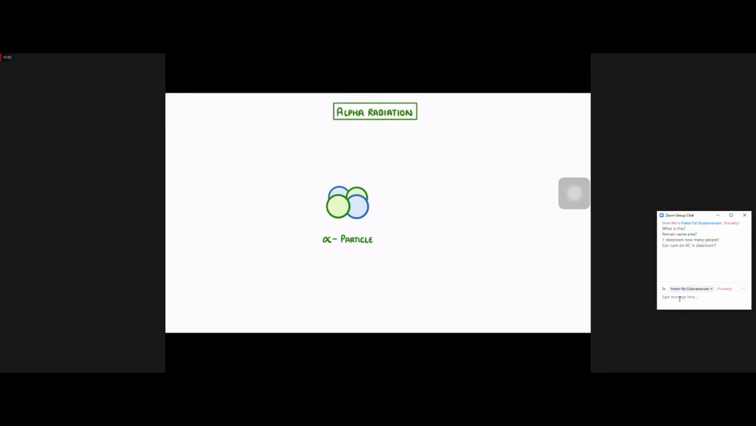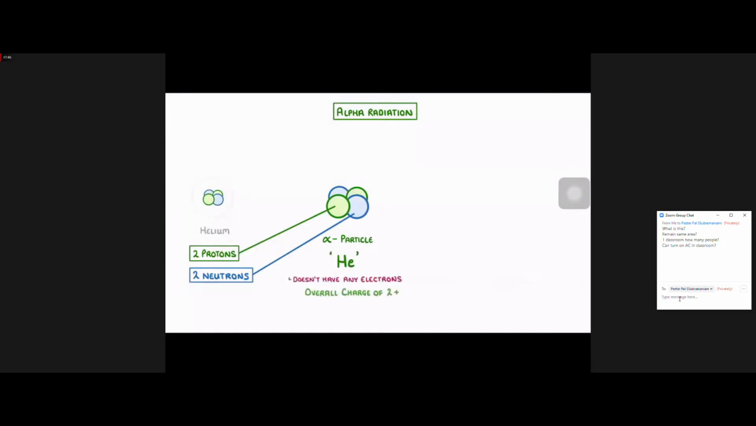Let's start with alpha radiation. Alpha particles are made up of 2 protons and 2 neutrons, which is exactly the same as the nucleus of a helium atom. So we normally represent alpha particles with helium's nuclear symbol, He. Importantly though, alpha particles don't have any electrons, so they have an overall charge of 2+ from those 2 positive protons.